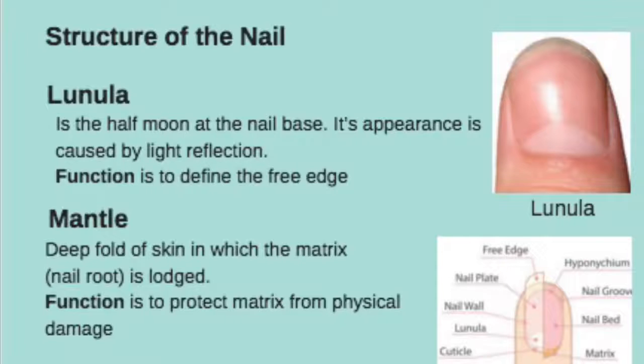The lunula is the half moon at the nail base. Its appearance is caused by light reflection. Its function is to define the free edge. The nail mantle is the deep fold of skin in which the matrix or the nail root is lodged. Its function is to protect the matrix from physical damage.